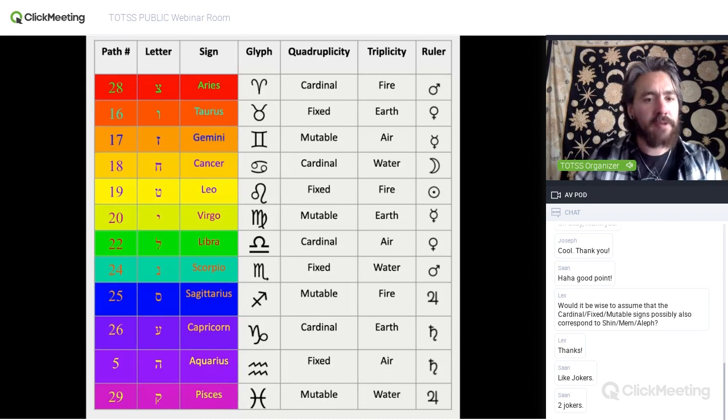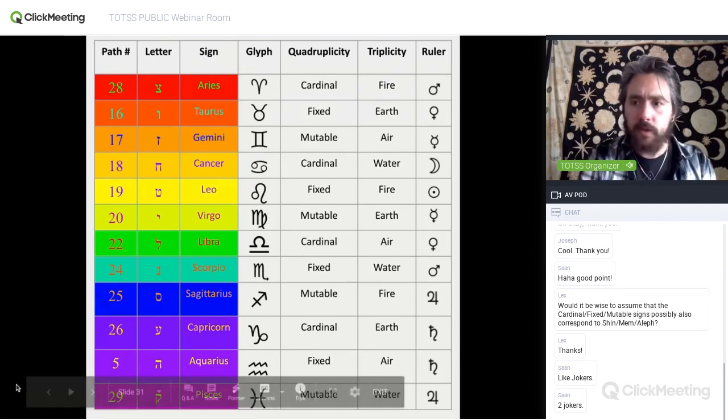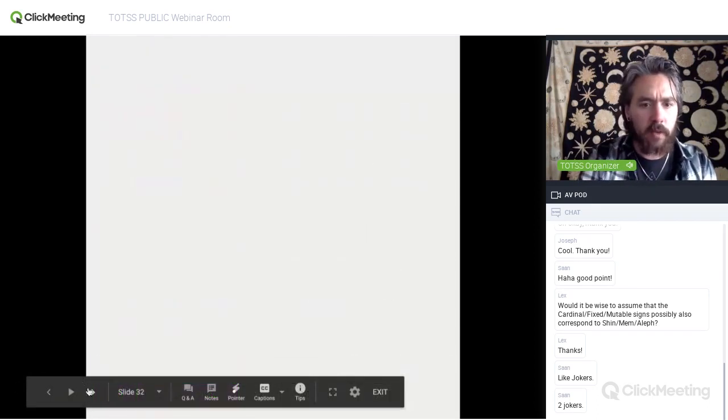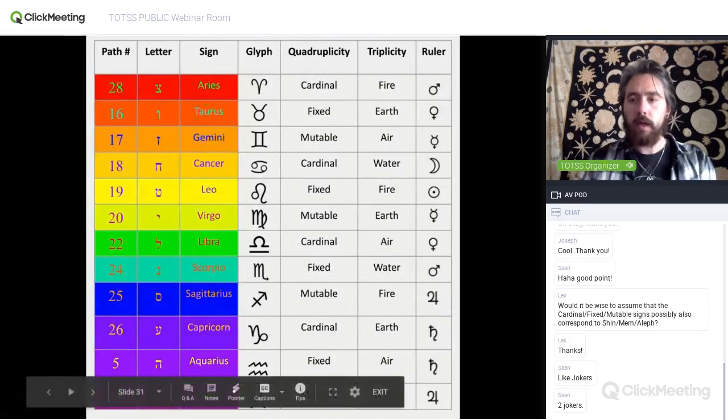Okay, so I've got the path numbers on the left, then the letters next to that, then the name of the sign, then the glyph of the sign, then the quadruplicity and triplicity, and then the planetary ruler as well. So you can see it all laid out at once. Let me just click forward and see what else I wanted to talk about before we finish. Yeah, we can probably catch up here and not go too much over.